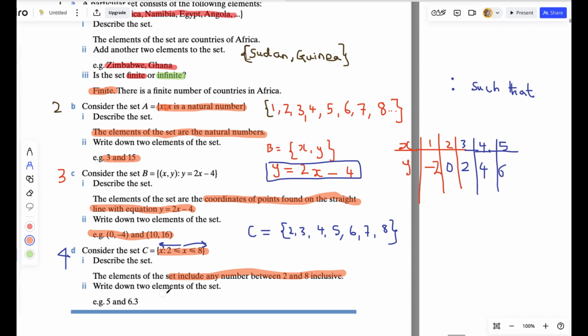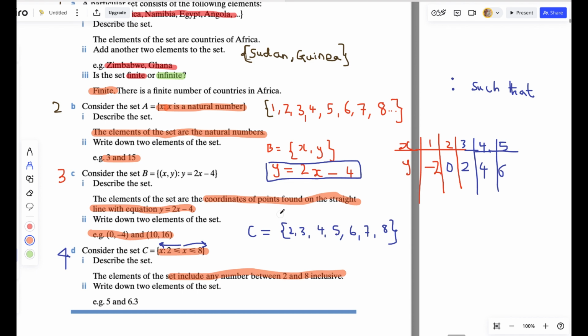Write down 2 elements of the set. Okay, you can write 2 other elements, which means you'll be wondering, is there any other 2 elements that we're going to write from here? Because the numbers are just inclusively from 2 to 8. So where are other elements? You can write 5.5. You can write 7.5. Any number between 2 and 8, whether it's a decimal number, can be inclusive in this scenario.